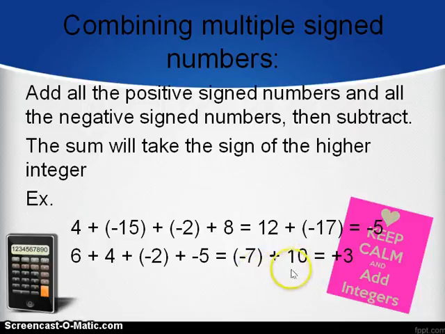So now we are to combine two different signs. So we have to subtract the numbers. 10 minus 7 is 3. And the sign of the bigger number is positive. Now we got the positive sign here. So the answer is positive 3.